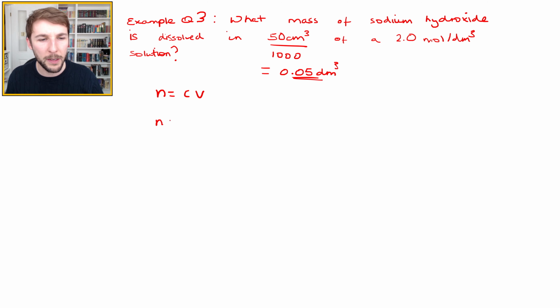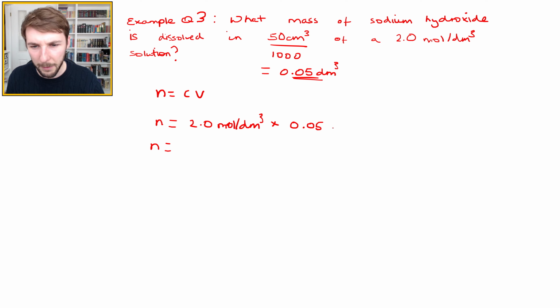So we're going to do the n equals CV to begin with. So we've got a concentration of 2 moles per decimeter cubed. Let's just change that. There we go. Moles per cubic decimeter multiplied by 0.05. And I think the answer I got for that one was, sorry, that's cubic decimeters, the answer I got for that one was 0.1 moles.